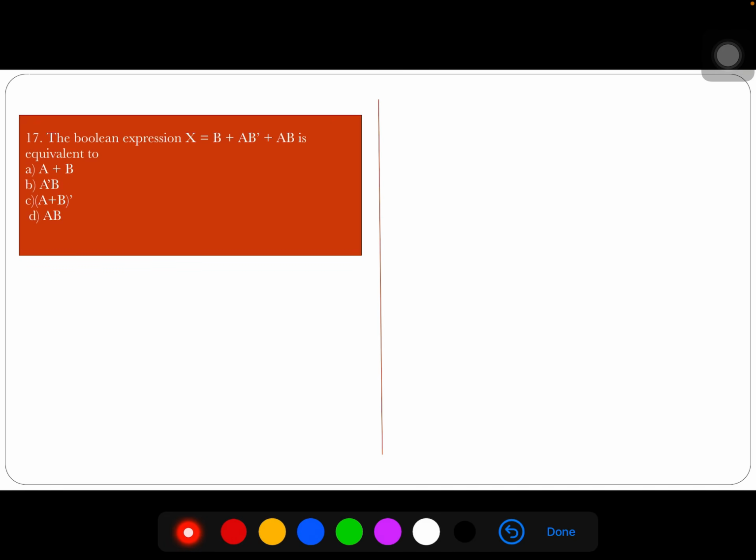Next question, a Boolean expression is given to you and you are asked for its equivalent. So let's start solving this Boolean expression. This is the expression given to you. Let us take B common first of all. So you will be left with 1 plus A inside, plus AB bar. 1 plus A is 1 in Boolean algebra. So it is B plus AB bar.